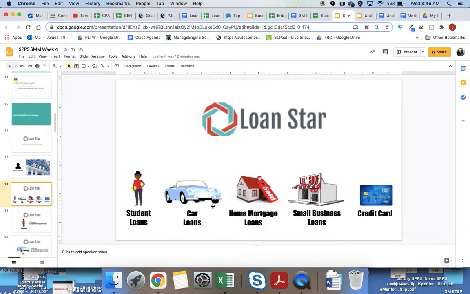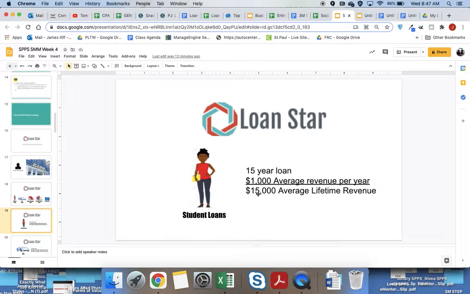Now you may only pick one. It could be that you only pick one. So you could, for instance, select a target market, and then for some reason you think that, hey, I want to target student loans to that customer segment. And so that's how you're going to do it. Quickly, here's what revenue looks like for Lone Star.